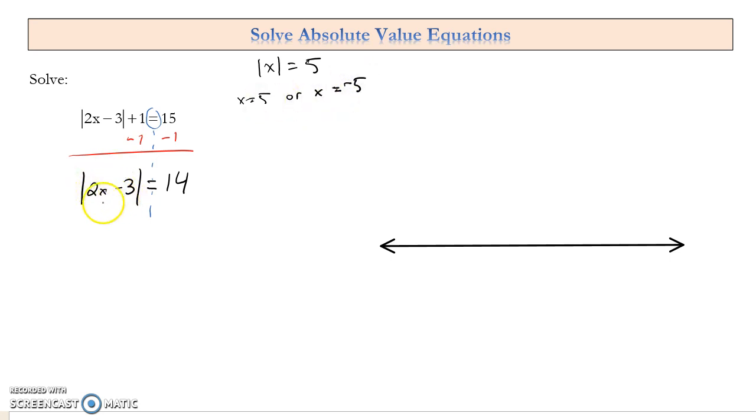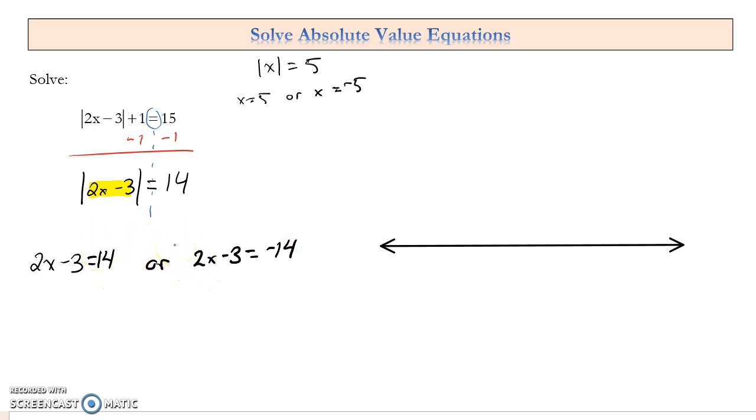In this case, I don't have just x inside my absolute value, I have an expression. But the concept doesn't change. I still know that everything that's inside this absolute value, this whole 2x minus 3, is 14 units away from 0. So that 2x minus 3 is going to be at 14, or the 2x minus 3 is going to be at negative 14. And that gives me two equations to solve.